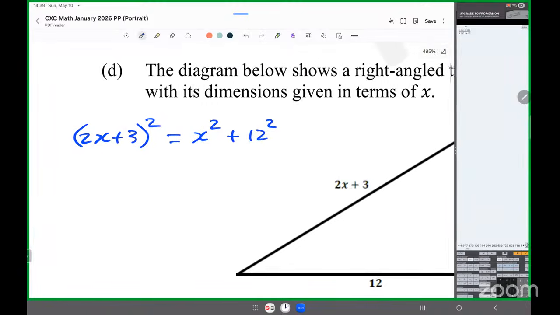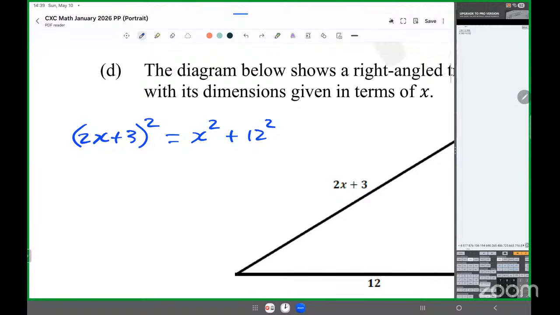Now remember, when you expand this perfect square, you're going to get 3 terms. First term squared is 4x squared. The middle term is twice the product of the two terms. You multiply these two first: 2x times 3 is 6x, and then double the 6x to 12x. So the middle term is 12x. And the second term squared, 3 squared, is 9. That's what the left side becomes. x squared plus 12 squared, and 12 squared is 144.